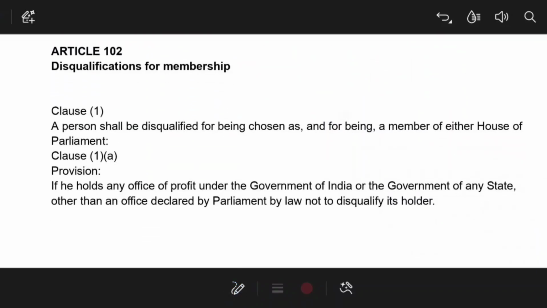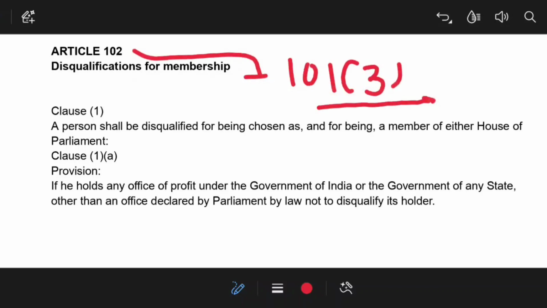Article number 102, which I mentioned in clause 3 of 101. Clear? So, disqualification for membership. Clause 1 says that a person shall be disqualified for being chosen as, and for being, a member of either house of the parliament, and it has various sub clauses as well. That means how a member can be disqualified.